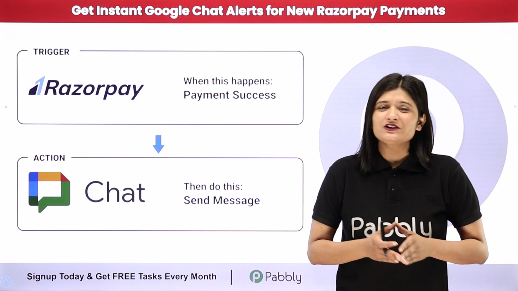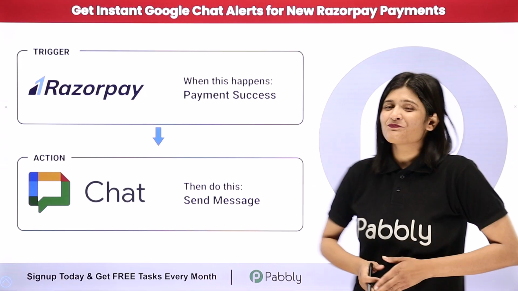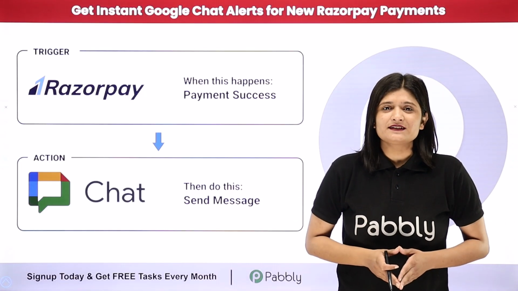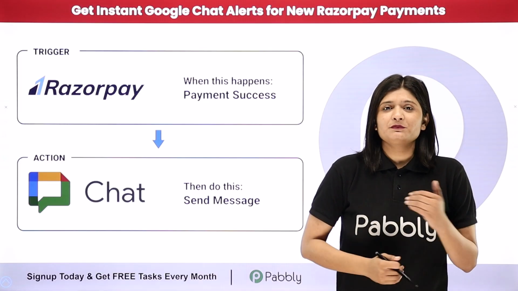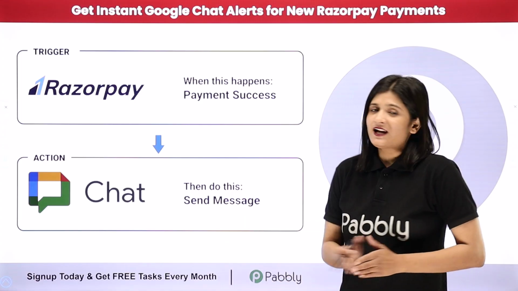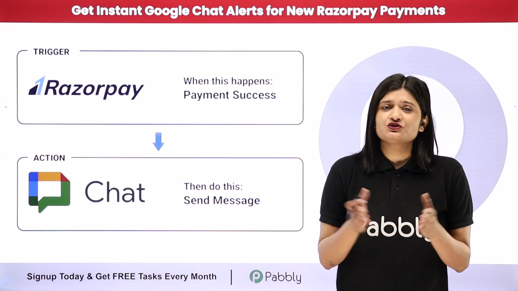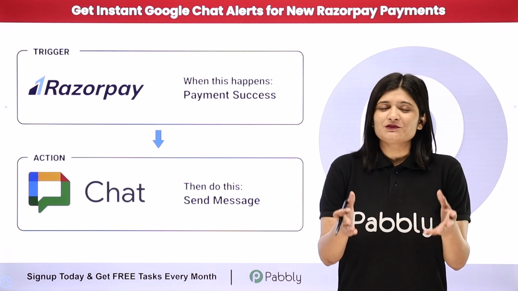In this video, we are going to see how to get instant Google Chat alerts for new Razorpay payments. So I'm running an online business and I'm collecting all my payments using Razorpay. I want that whenever there is a payment success or a payment capture, I should notify my team on Google Chat Hangout. Now doing this manually will consume a lot of my time, and that's why I've completely automated this entire process using Pabbly Connect.